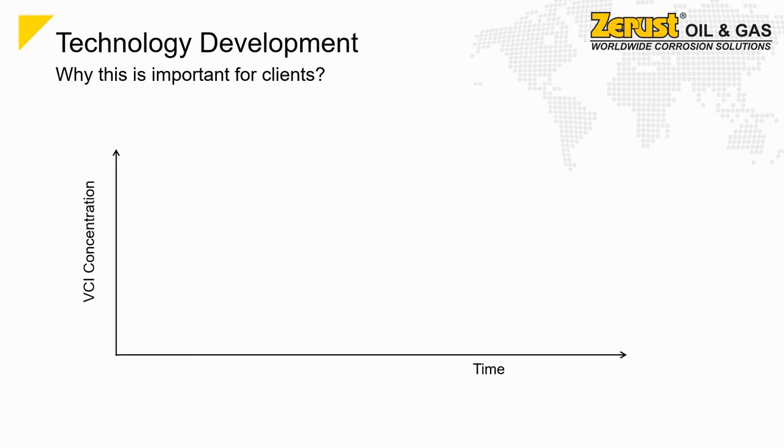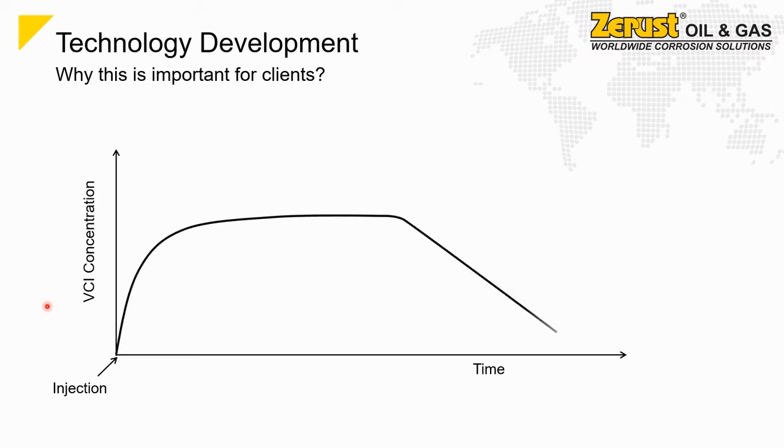In this graph, what the sensor will be able to tell us is the VCI concentration versus time. So that means that at any point of the injection, the concentration of the VCI will increase, and then eventually will reach a plateau and then fade out. However, we're able to see and predict how the VCI concentration will behave.